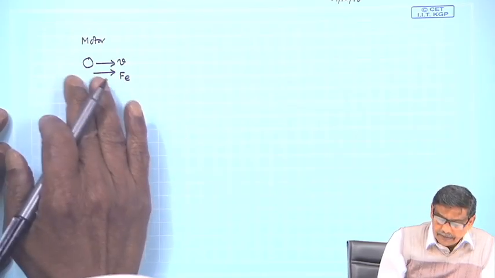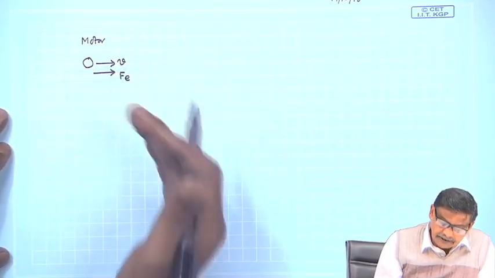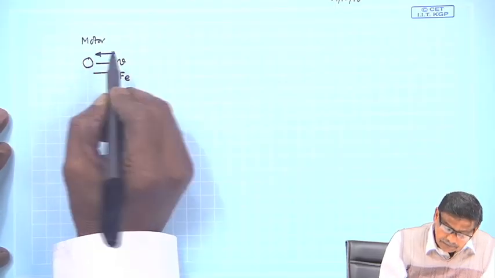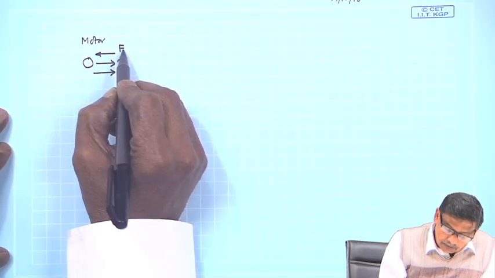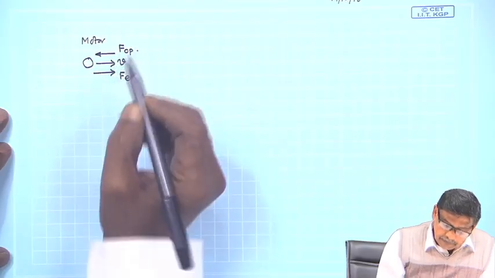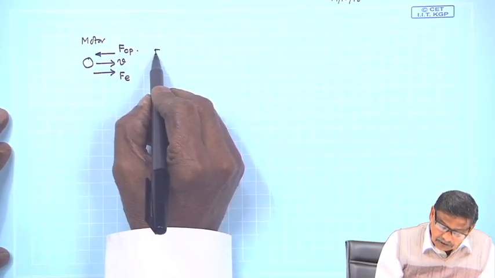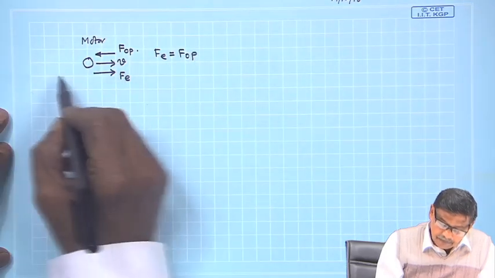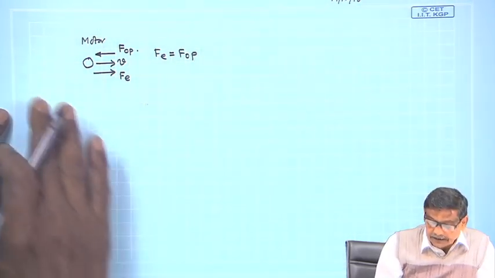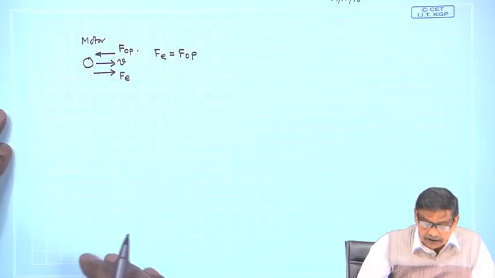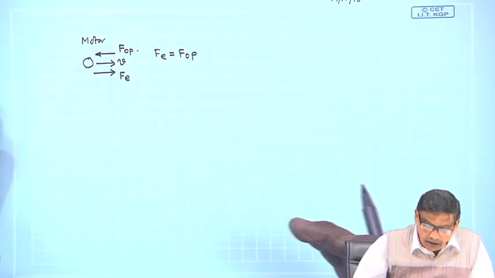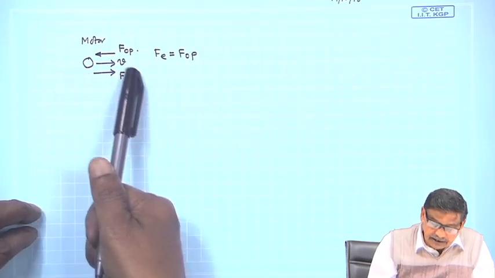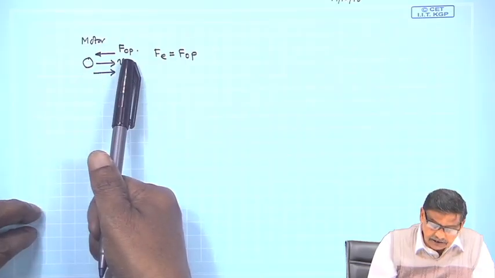If it is having a constant velocity and there is some opposing force present, F e must be equal to F opposing for motor mode of operation. So electromagnetic force and opposing force will be acting in opposite directions. The direction of motion is decided by F e. F e decides what is V.